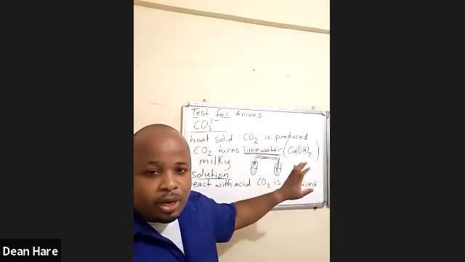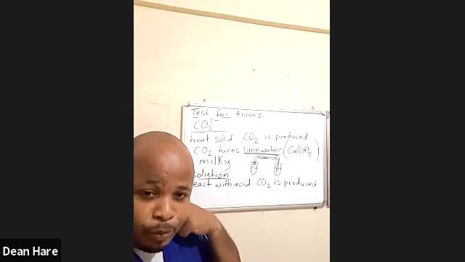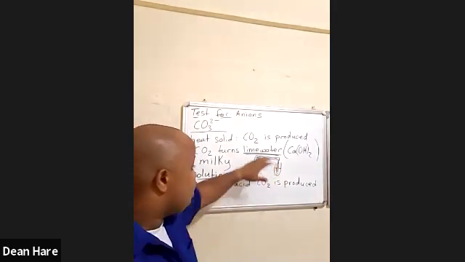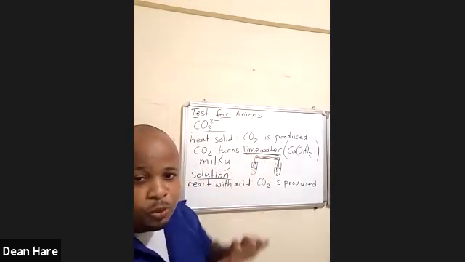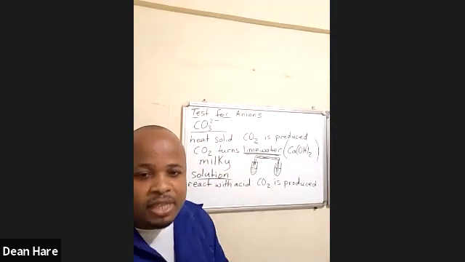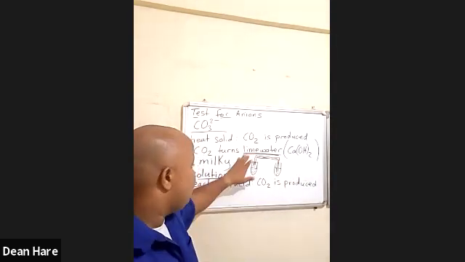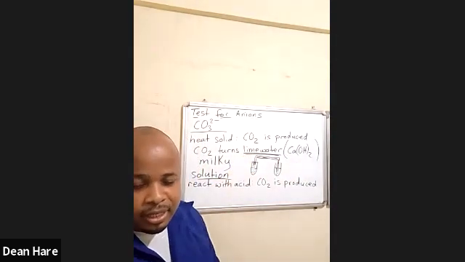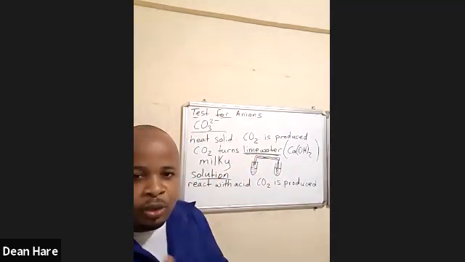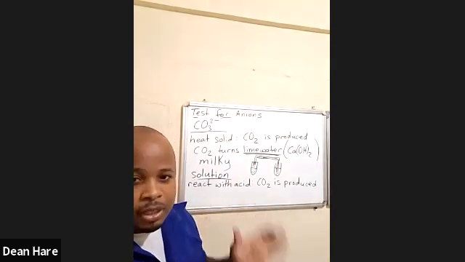If they say you get a white precipitate with calcium hydroxide, it is still CO2. So anything to do with lime water, it's CO2. Even if they don't say turn lime water milky, if they say you get a white precipitate with calcium hydroxide, aka lime water, you are still testing for CO2. Once you say lime water and you get something white, CO2 is present.